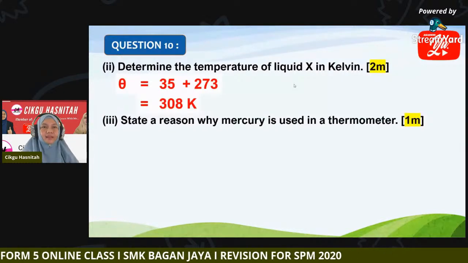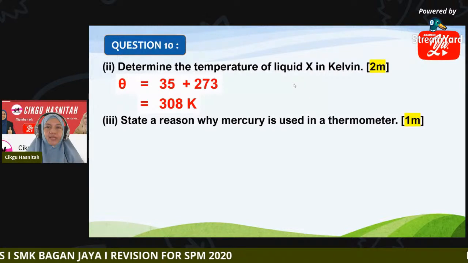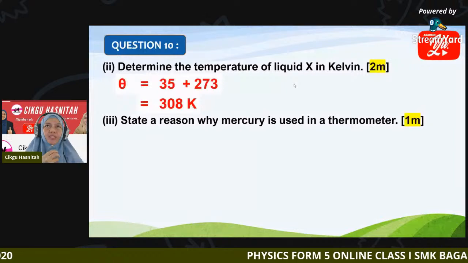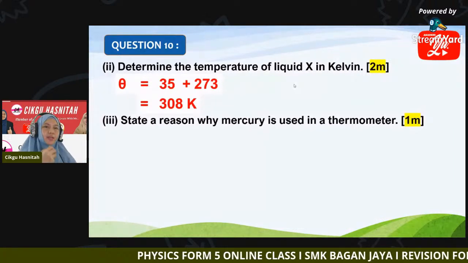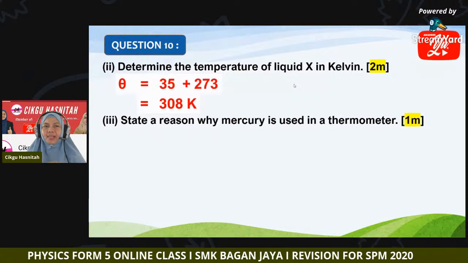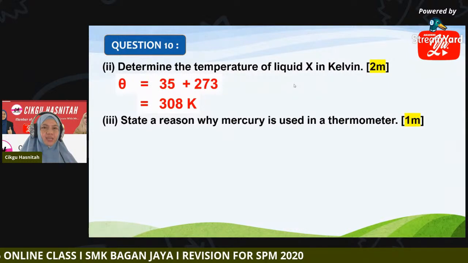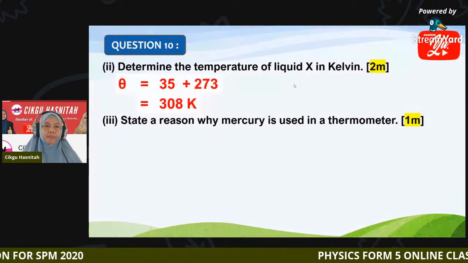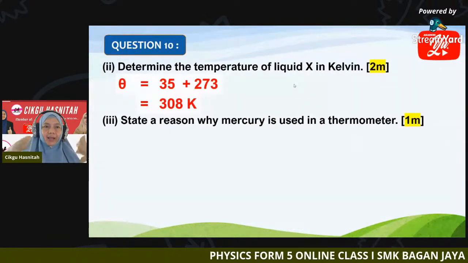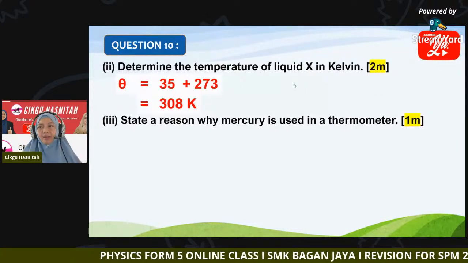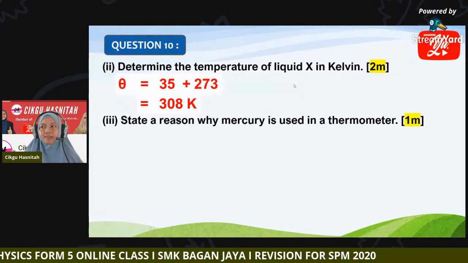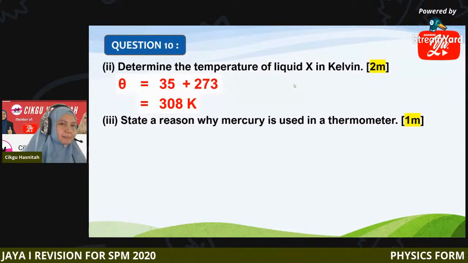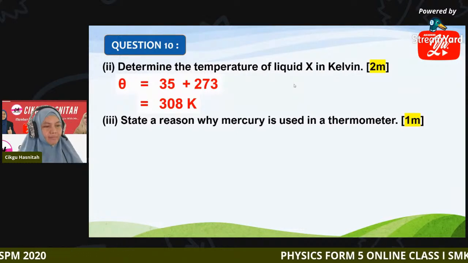Okay, third, state a reason why mercury is used in a thermometer. Why always choose mercury to be used as the liquid in a liquid in glass thermometer? What are the advantages of using mercury? Okay, 1 mark, but actually you can write more than one answer. There are a lot of options you can write here. Can you state one of the reasons? So what are those reasons?